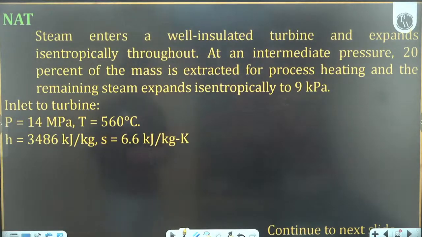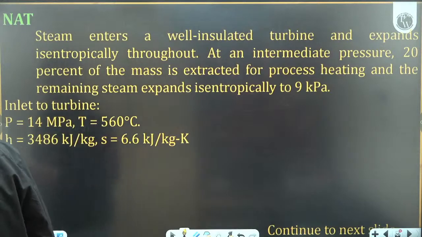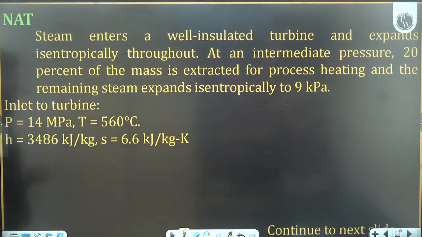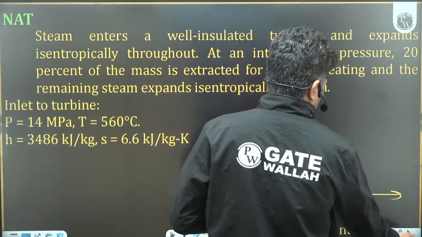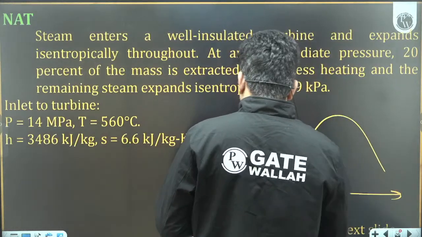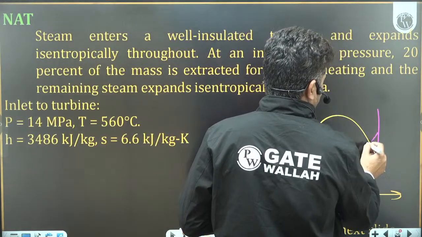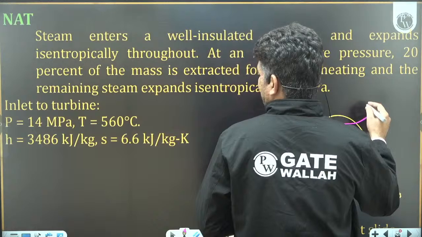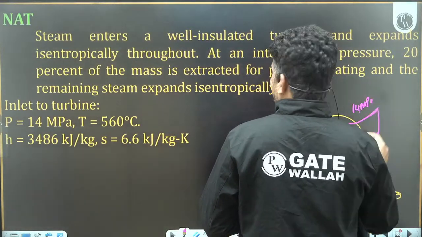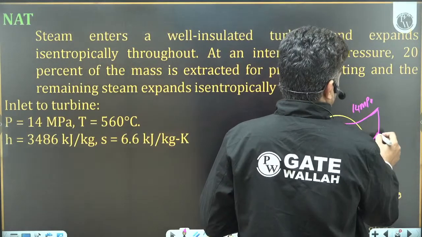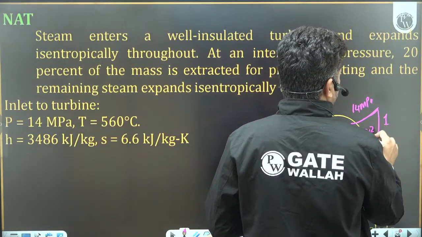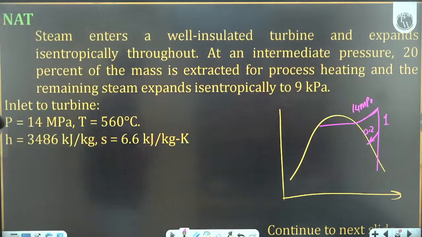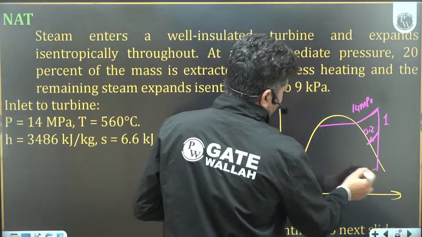Okay, next, it says steam enters a well insulated turbine and expands isentropically throughout. At the intermediate pressure, 20% of the mass is extracted for process heating, and the remaining steam expands isentropically to 9 kilopascal. So there is a turbine over here, and the process happens like this. The main pressure is 14 megapascal, and at an intermediate pressure 20% is extracted, that means if this is 1, then 0.2 kg is extracted out for process heating. Finally it expands to 9 kPa.